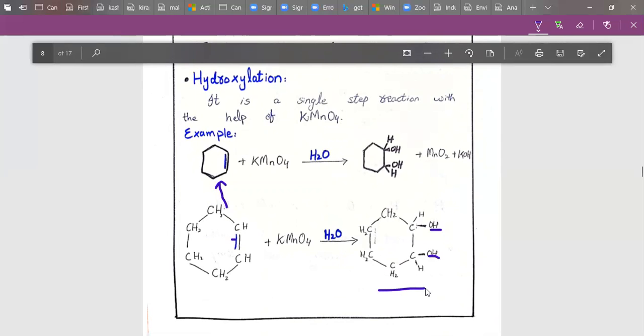So this also undergoes an oxidation reaction, because in this process oxygen is attached with the carbon atom.